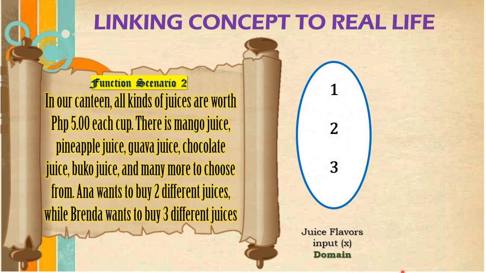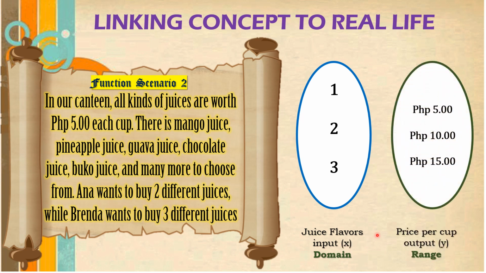Set A, we have here the number of flavors of juices being chosen. And then set B, here are the prices per cup. So if they chose one flavor of juice, that would cost 5 pesos only. If 2 juice flavors, that is 10 pesos. And if 3 flavors have been chosen, then that is 15 pesos. So as you can see, each element in the first set is being matched to exactly one element in the next set. Therefore, this is a one-to-one correspondence and it describes a function.